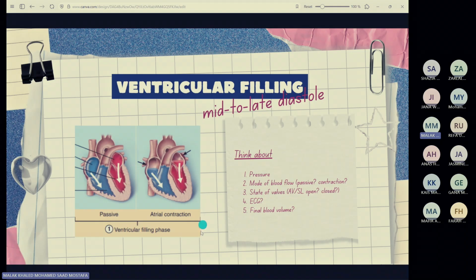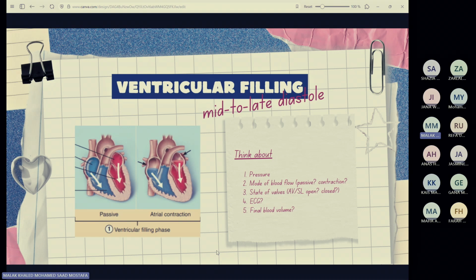Let's look at them. When you're thinking about each phase of the cardiac cycle, I want you to think about 5 things. What is the pressure in the chambers? What is the mode of blood flow? Is it passive, is it just flowing, or is there contraction of the chamber? The third point is the state of the valves. Are they open or closed? Are the AV valves open, or are the SL valves open? Which ones are open, which ones are closed?